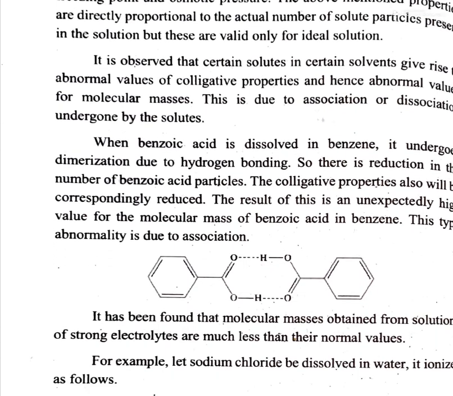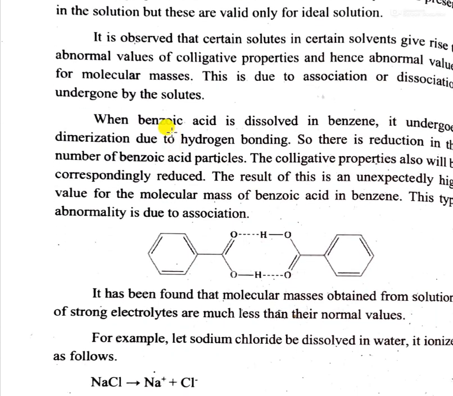So let us see an example. When benzoic acid is dissolved in benzene, it undergoes dimerization due to hydrogen bonding. This is the chemical structure of benzoic acid, C6H5, C double bond O, OH. These benzoic acid molecules will undergo dimerization when dissolved in benzene.